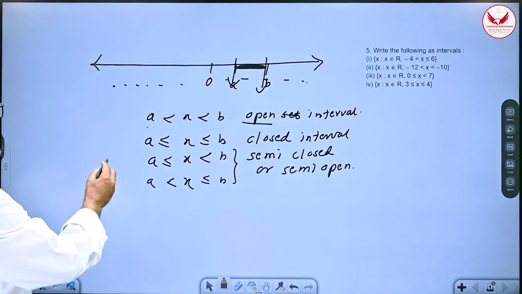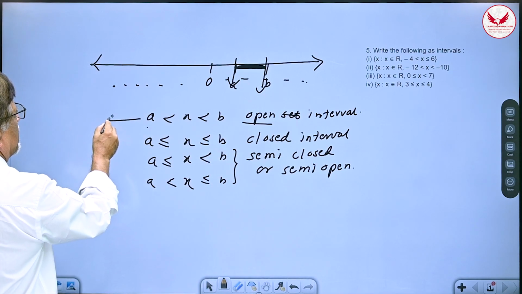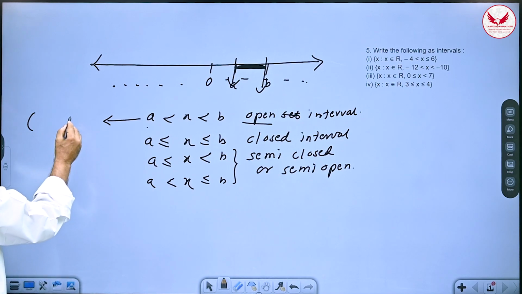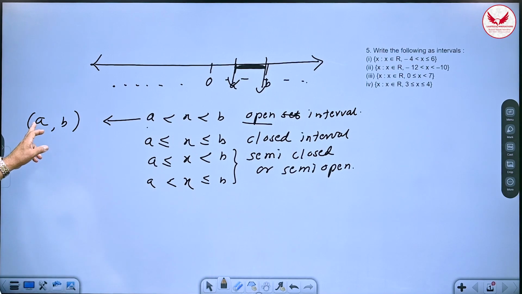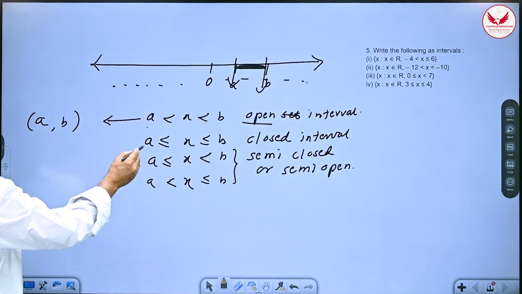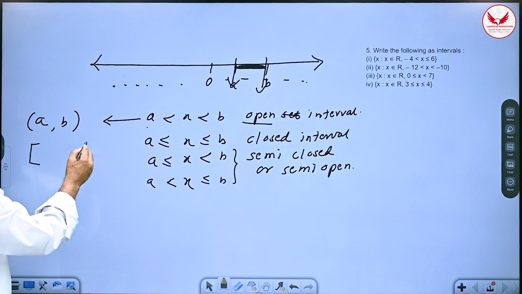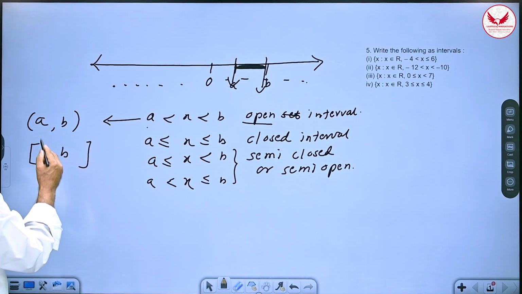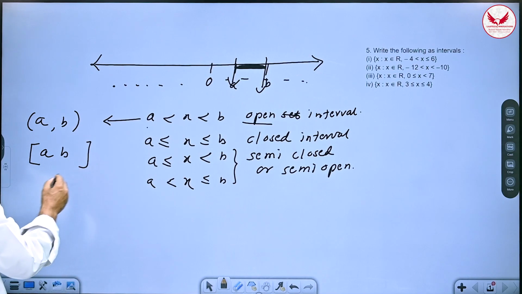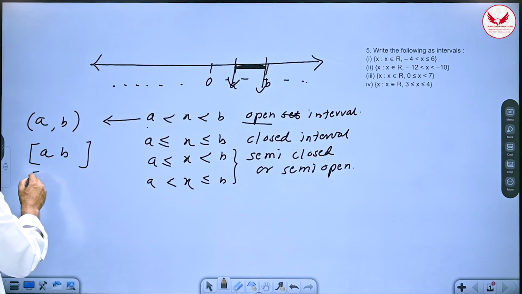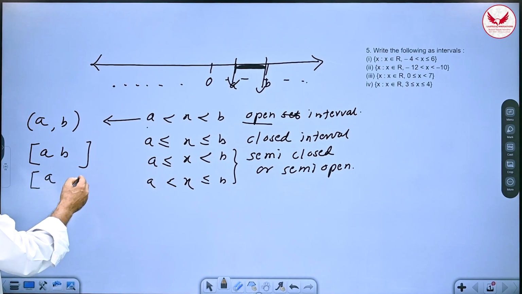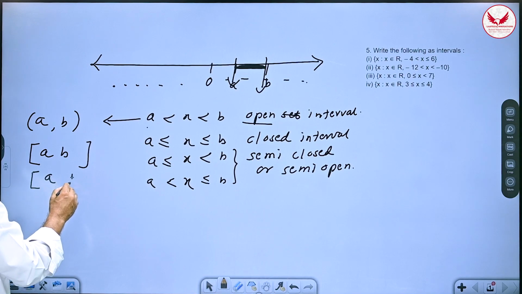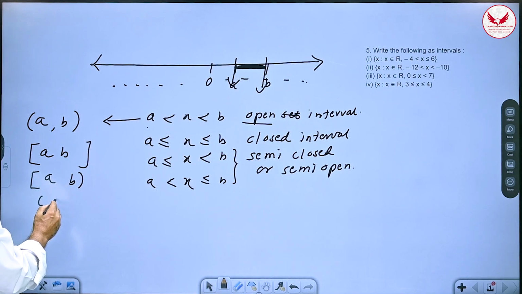Okay. Now, what are the notations for this? Notation is very simple. If the interval is open, then enclose it in a round bracket. So we say AB. That's all. That means all the elements from A to B. Now here in this case, enclose it in a square bracket. So this is a closed interval, and this is a semi-closed or semi-open interval. So the end which is included will be square and the end which is not included is round. So it's like this, and this will be A and B. These are all intervals. Okay.